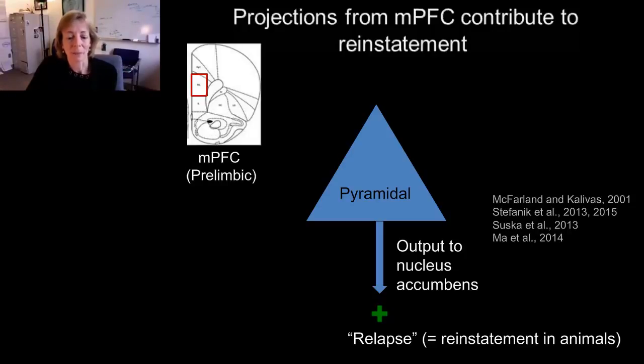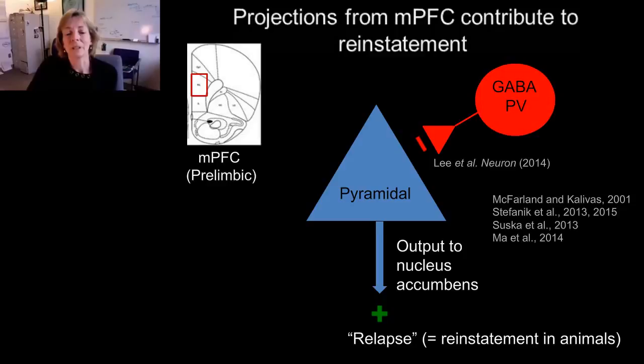So we think of relapse behavior in individuals, in drug addicts. We measure this in animals, but we call it reinstatement. So I will be talking, for the rest of this, about reinstatement rather than relapse. We know these outputs are very important from some previous work that's been done, shown over here on the right side. But one of the things we're very interested in is what's controlling those pyramidal neurons.